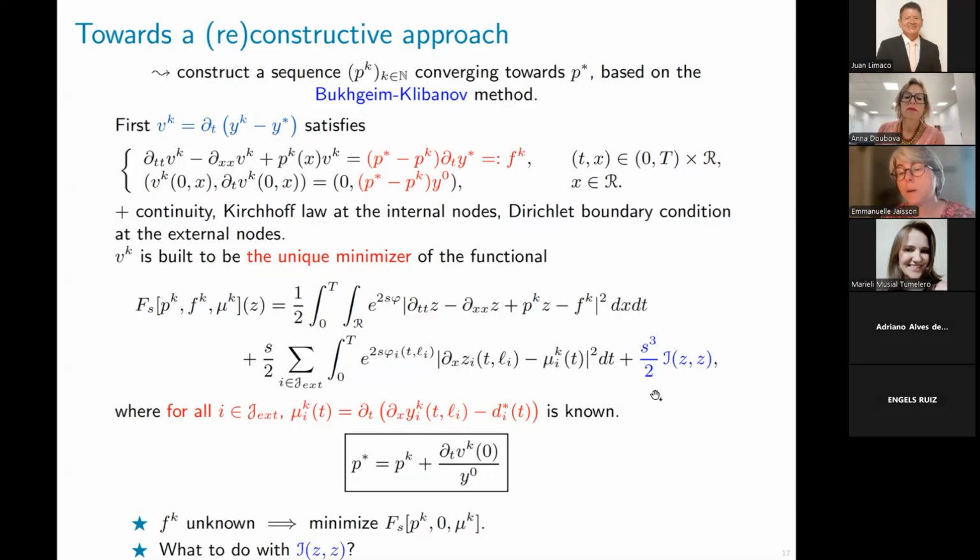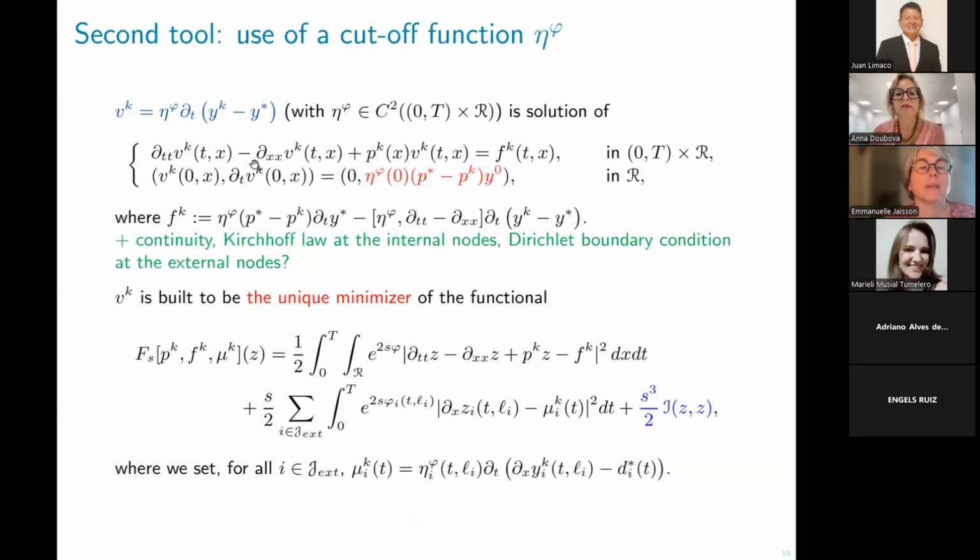And the second problem is what can we do with this blue term? We will use a cutoff function, eta phi. So we replace Vk by eta phi times Vk. If we look at the equation satisfied by Vk, we will have a new source term Fk that will depend on eta, of course, and on P star also. For the initial condition, we will also have eta phi of 0 now. And we hope that we have continuity, Kirchhoff law, and the Dirichlet boundary condition if we take a good eta.